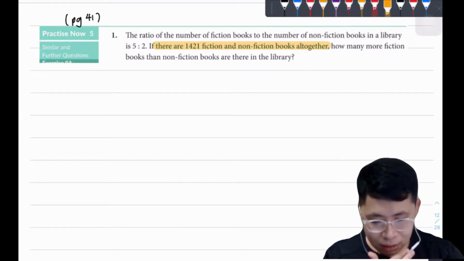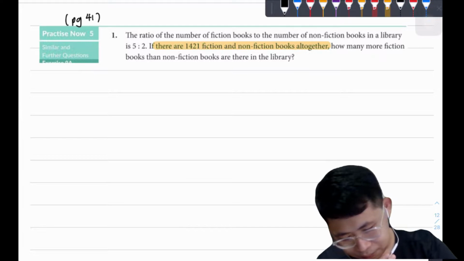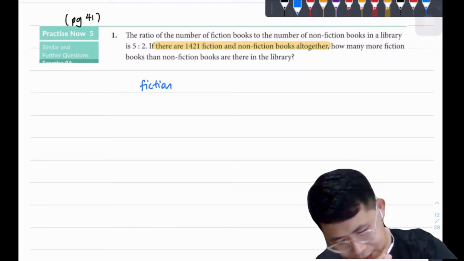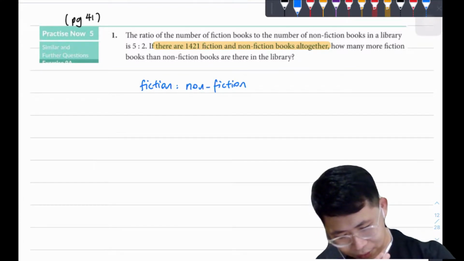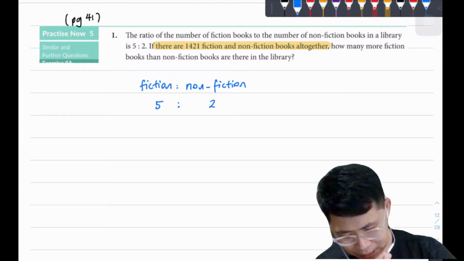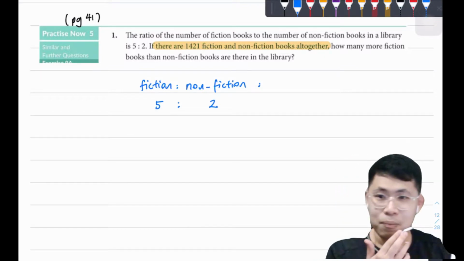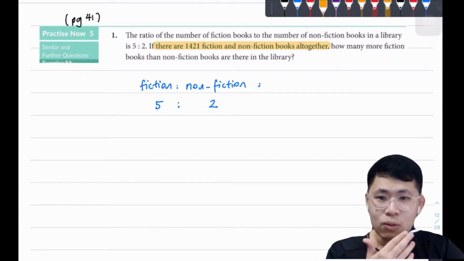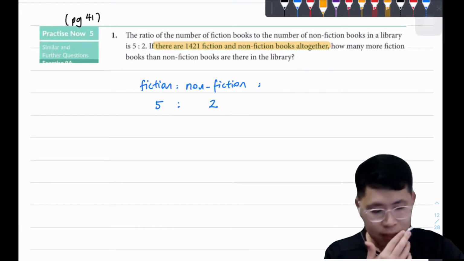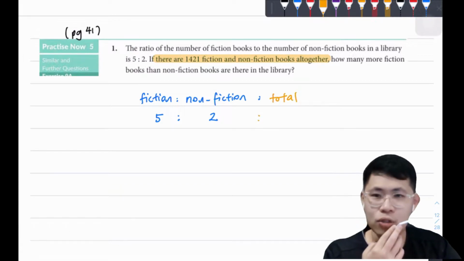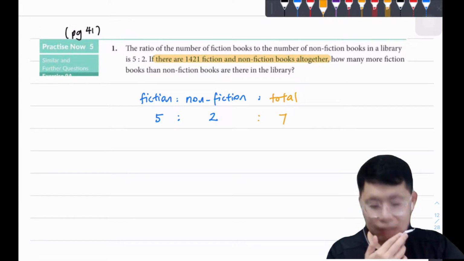Okay, so let's take a look at this ratio. We can start off with fiction to non-fiction, and let's study the ratio that we have. The number of fiction books is 5 parts. The non-fiction books are 2 parts. Now, the highlighted sentence above tells us that we will need to look at the total number of books. So over here, we will need to look for the total. So the total will give us 7 parts.